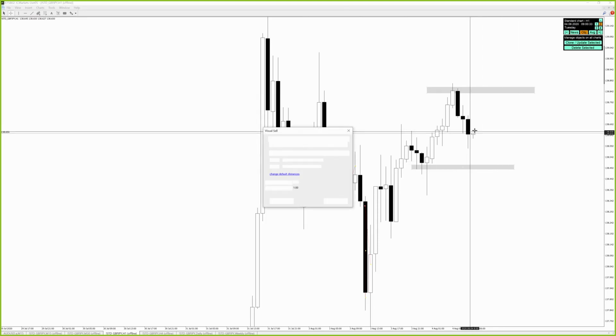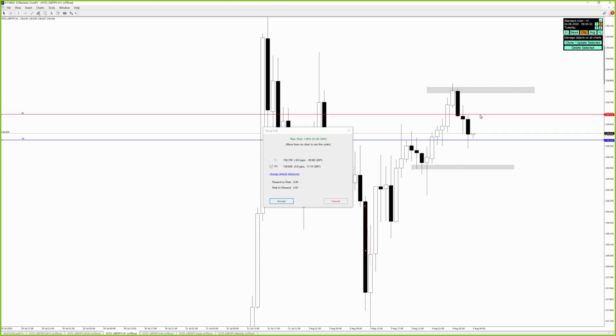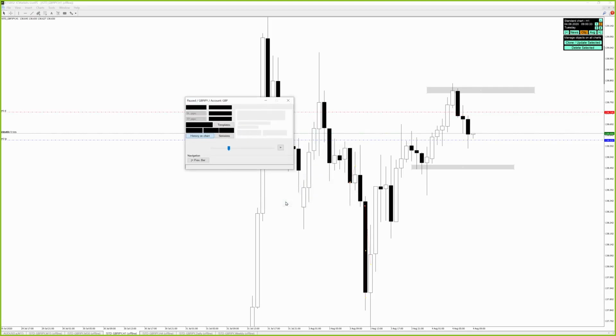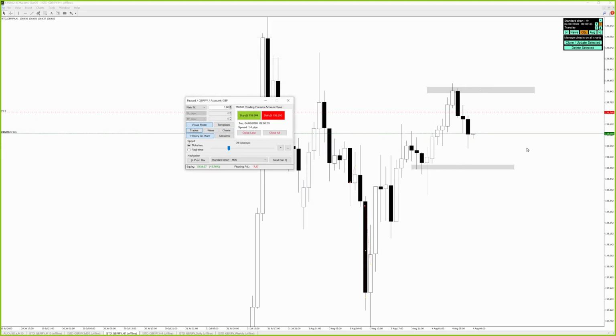Visual mode, sell is going to be around, I'd say, all right, not too bad. 8 pips, 9 pips sell. Not too bad. We're going to accept this. We're going to go towards trade, remove take profit.